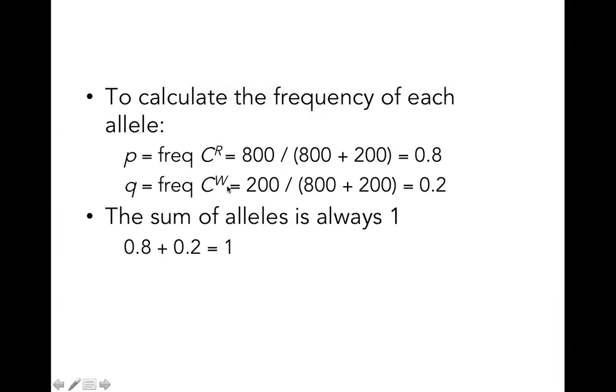And the frequency of the CW allele is 200 divided by 1,000, or 0.2. All right, so 80% of the alleles in this population are C superscript R, 20% are C superscript W. The sum of the alleles is always going to equal 100%. You're always going to have to account for 100% of the alleles in a population.